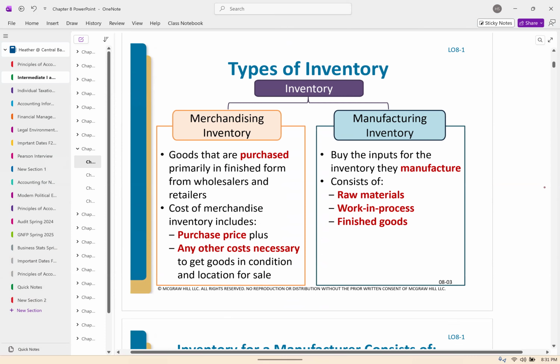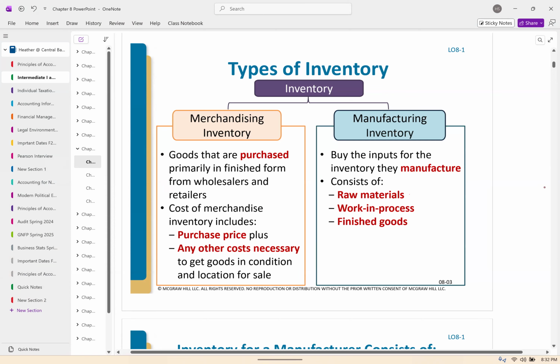And the inventory includes any other cost necessary to get it to the condition and location of the sale. So, that shipping coming into our warehouse, that gets added to the inventory. Okay. Here are our three: raw materials, work in process, and finished goods.